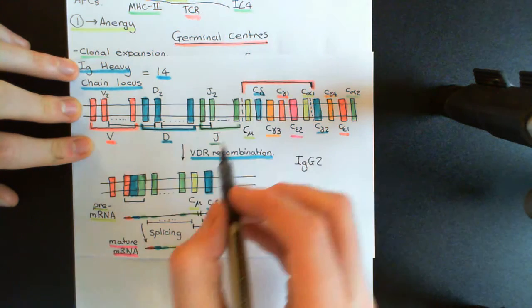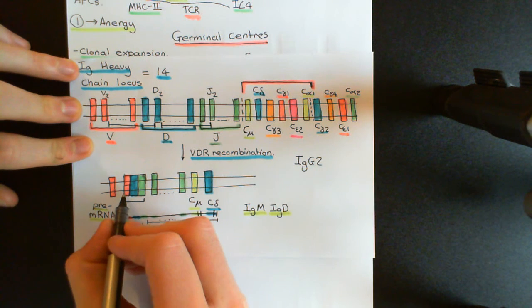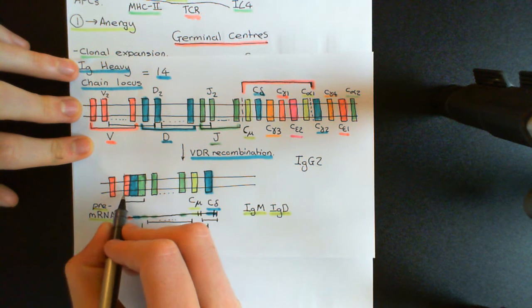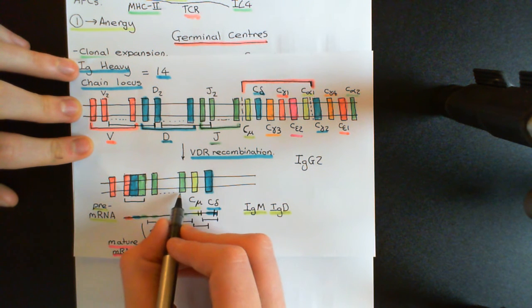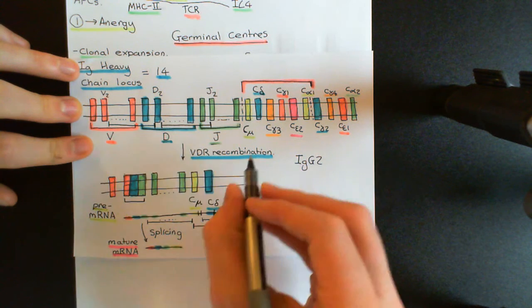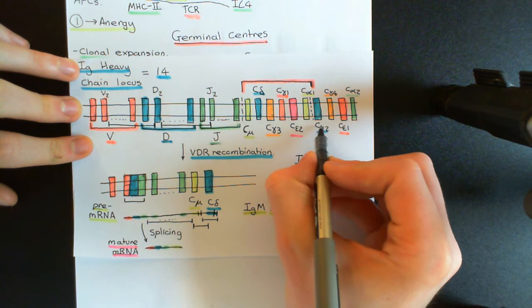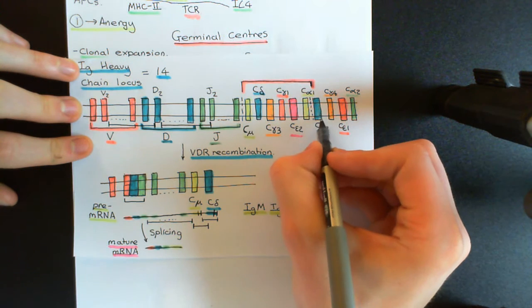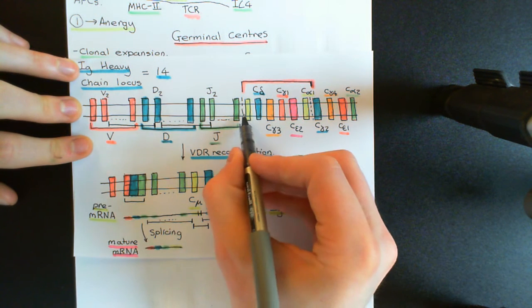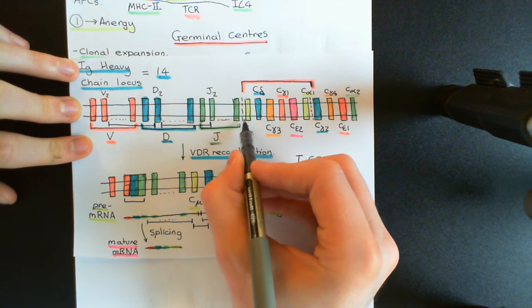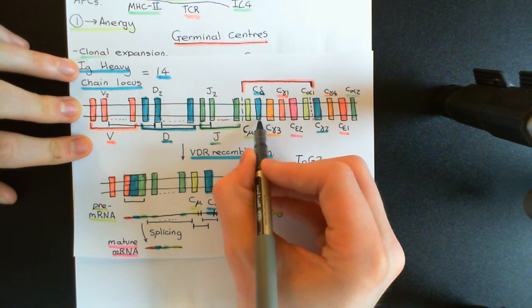Okay, now in the transcription process what will occur is you'll still transcribe the variable diversity and joining gene segment portion here. You'll transcribe all of these joining gene segments as before, but then your constant gene segment would now be the constant gamma 2 gene segment that you'd have in the pre-mRNA, and then you would stop transcription after the constant gamma 2 gene segment. So I know for constant mu you went past that and then also got constant delta. That's the only one where you would go past it.